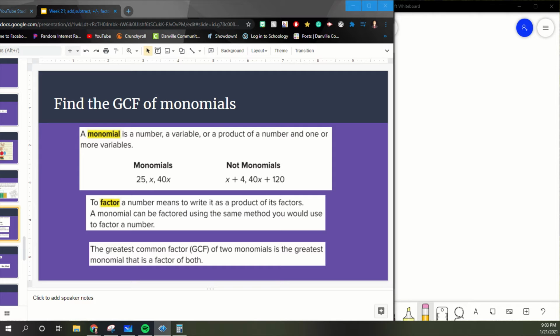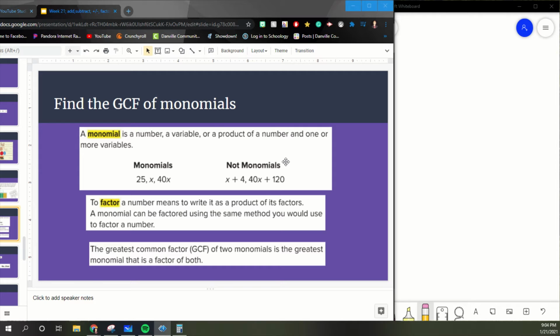So first I want to go over some vocab. First of all, a monomial is a number, a variable, or a product of a number and one or more variables. So we have 25 here. That's a monomial. X, it's a monomial. 40x, also a monomial. But if I put an operation here besides multiplication, like x plus 4, or 40x plus 20, or 40x minus 120, those are not monomials. They're not one single term.